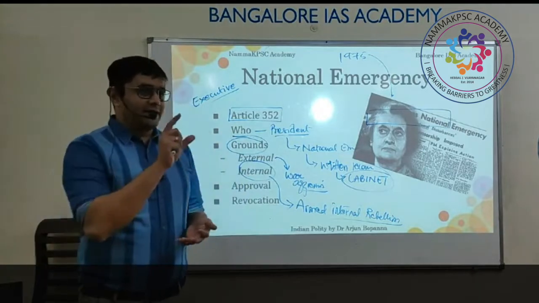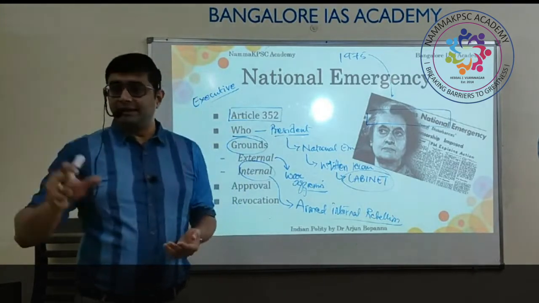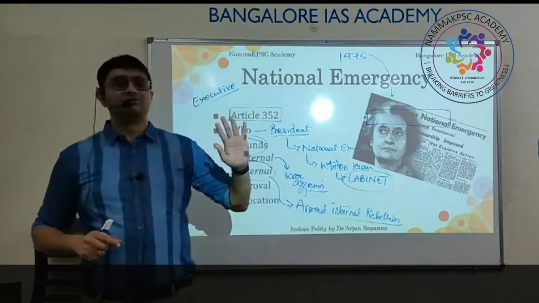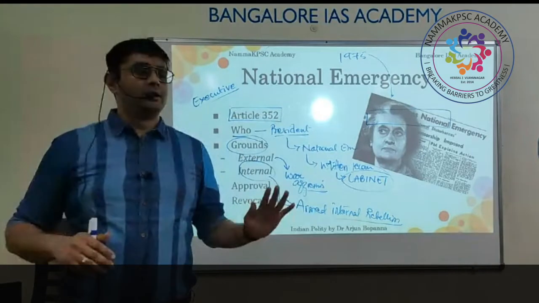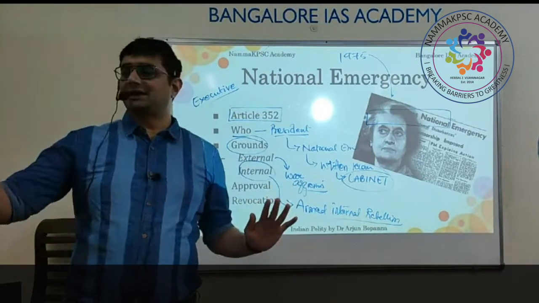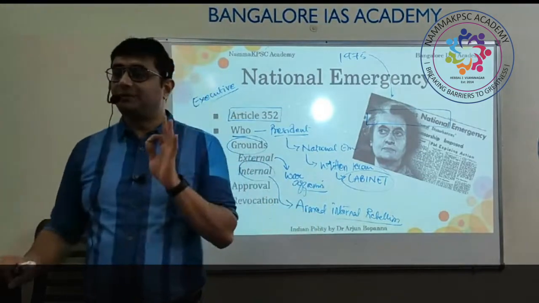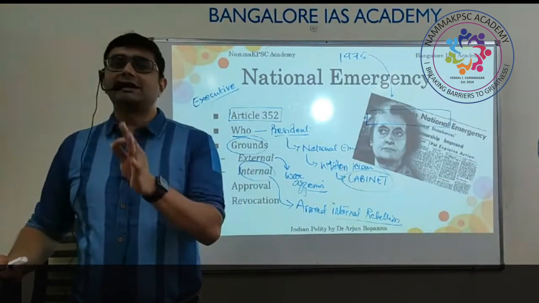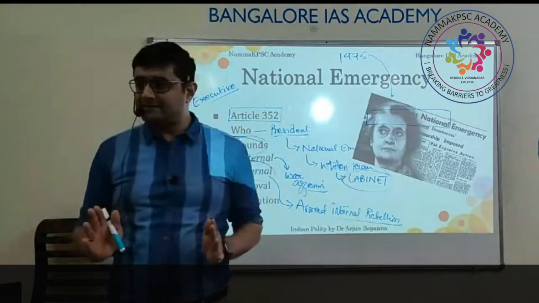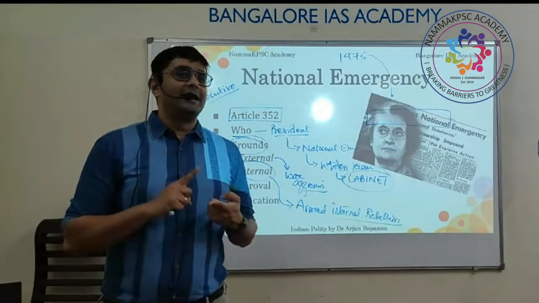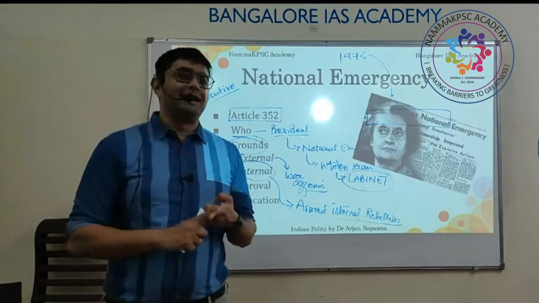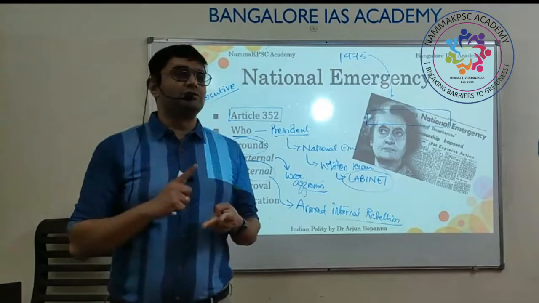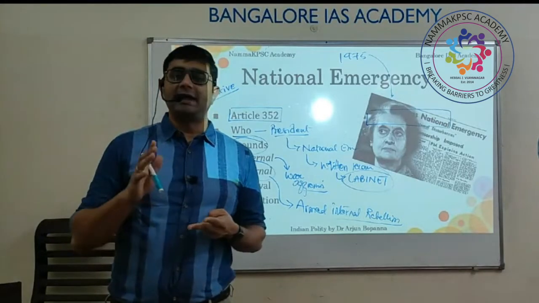But today, that name, internal disturbance, has been replaced with armed internal rebellion. So it has to be a rebellion, meaning people fighting against the government, and armed, meaning it should be violent with weapons. So that is the ground for declaring internal emergency. So simple, from the exam point of view, two things: external war or aggression, and internal armed rebellion. On these two grounds, national emergency can be declared.